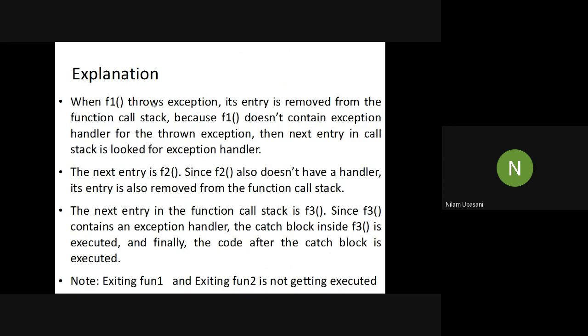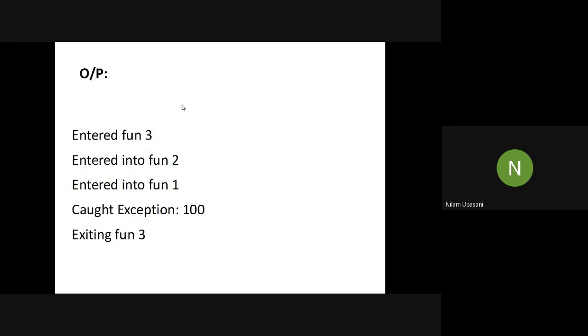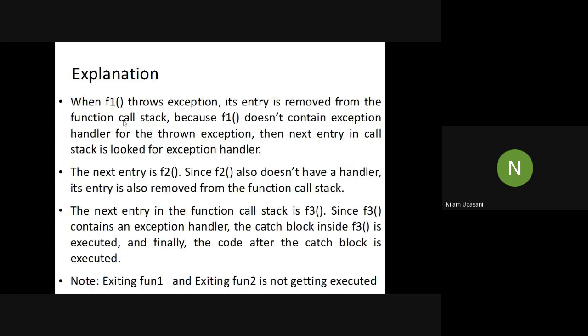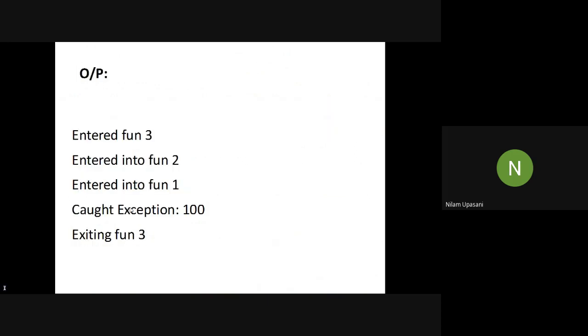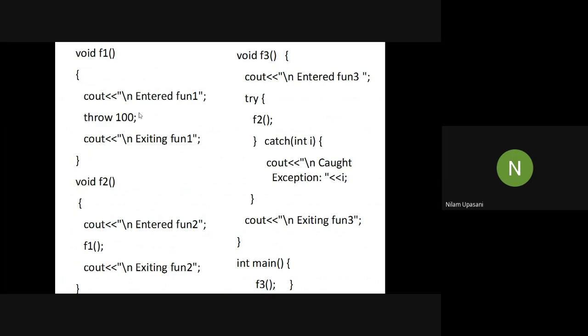When F1 throws an exception, its entry is removed from the function call stack, because F1 doesn't contain an exception handler, that is, try and catch, for the thrown exception. Then the next entry in the call stack is looked at for the exception handler. It couldn't find a try catch block, so it will remove this record from the stack and then control is transferred to F2.